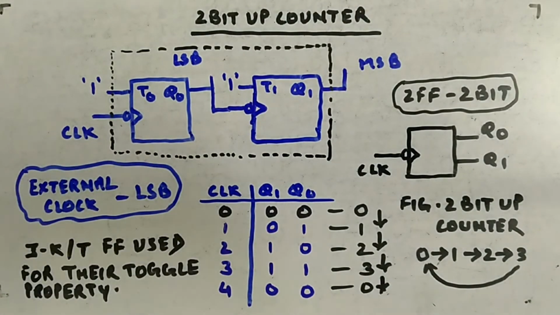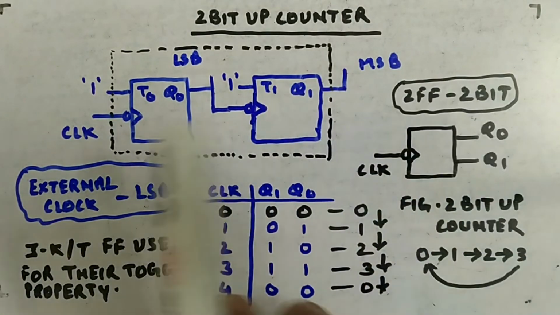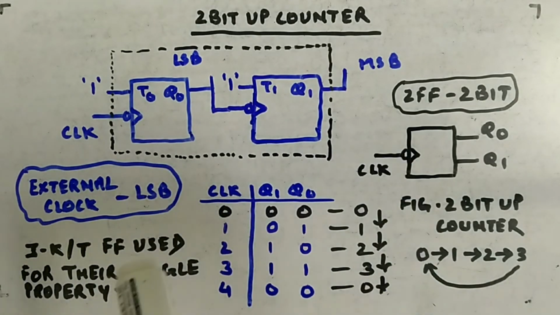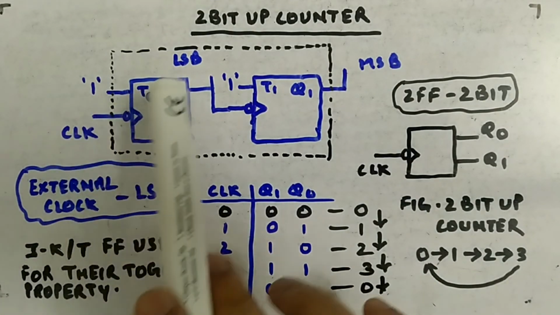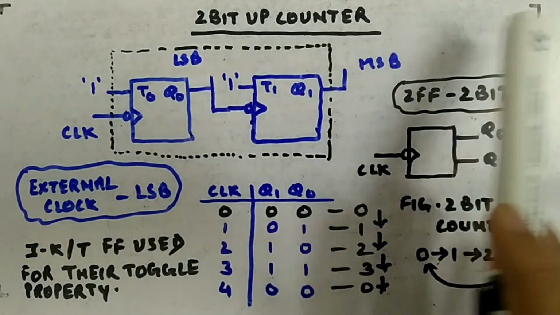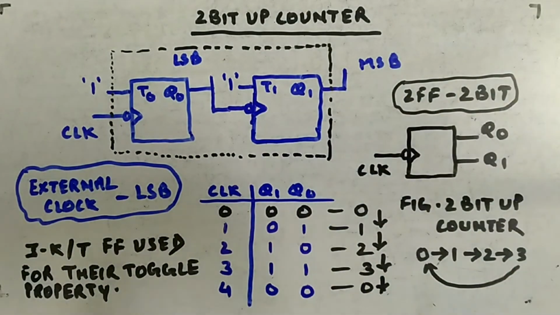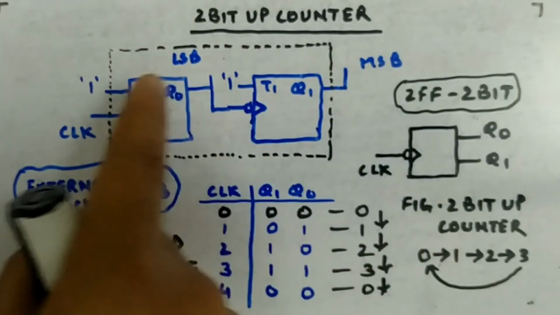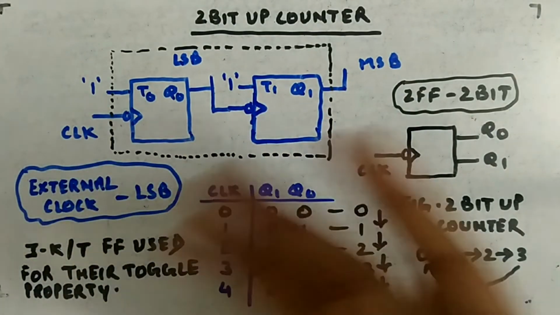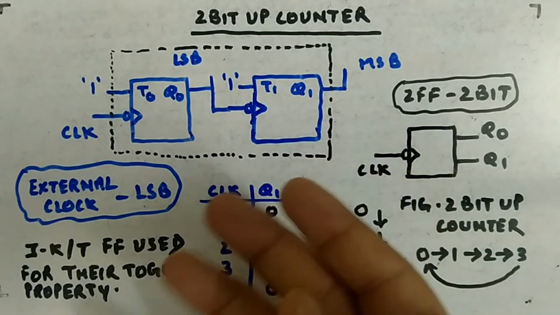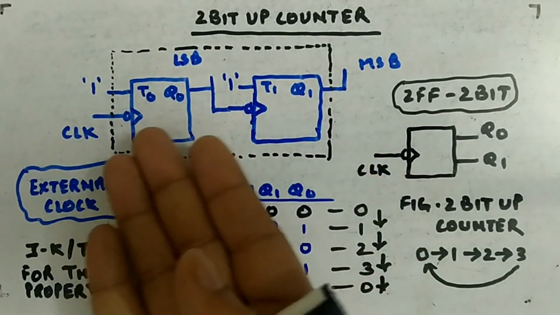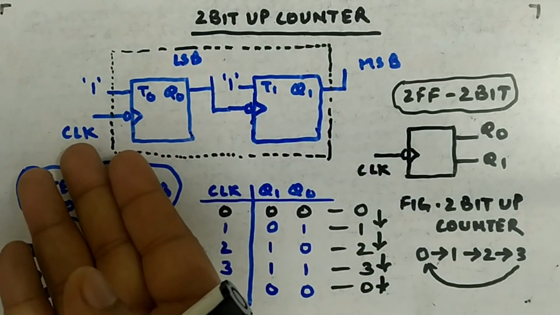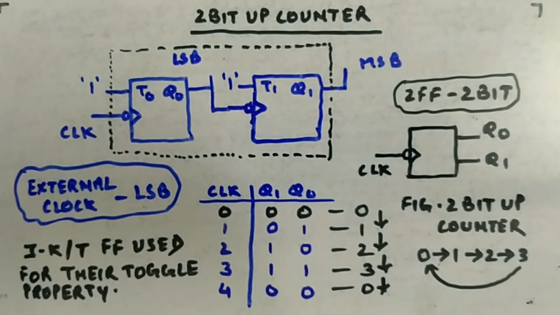So you will be able to identify which is the MSB side and LSB side by looking at the circuit. Wherever the external clock is, that side will be LSB. And you go on and on, so you will reach the MSB. Generally, we see MSB here and LSB here, right? We are used to looking at that kind of bits. But here, whatever side the external clock is close to, LSB will be there.